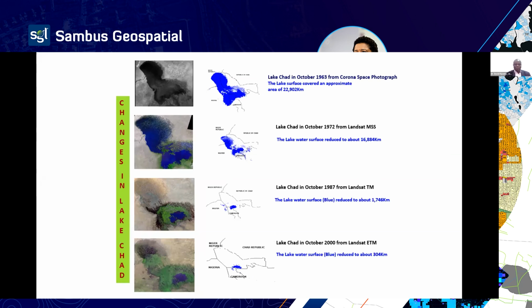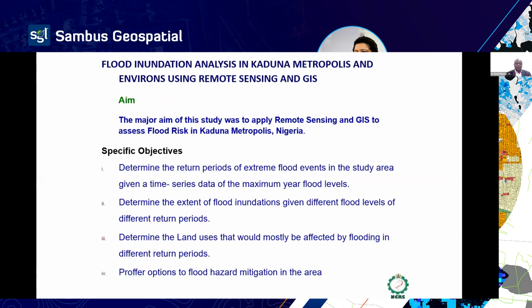If we place the maps, you see that Lake Chad is no longer in Nigeria or even Niger Republic. It is just at the border between Cameroon and Chad Republic. So most of Lake Chad now is in Chad Republic. But prior to this, of course, there used to be flooding by the side of Lake Chad.